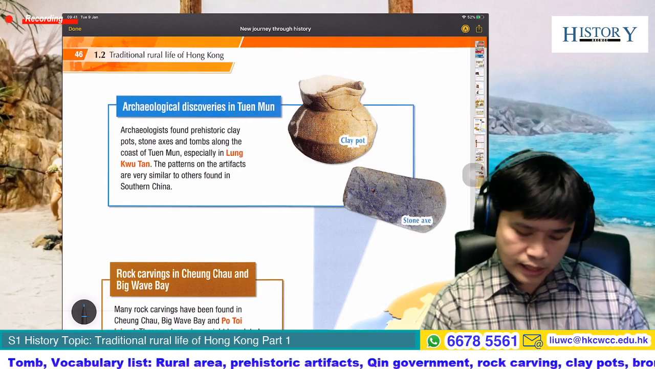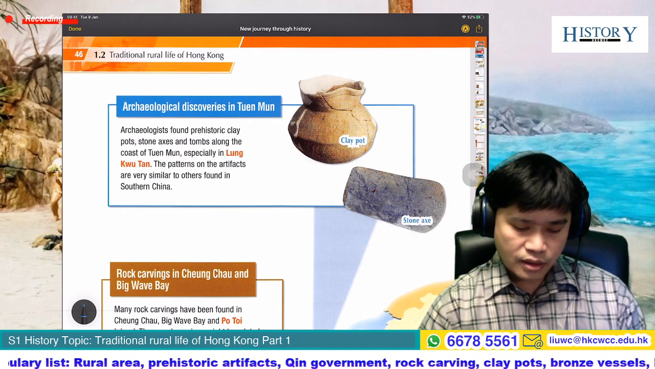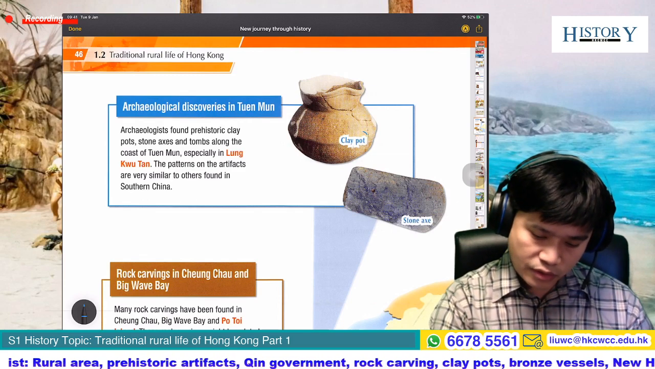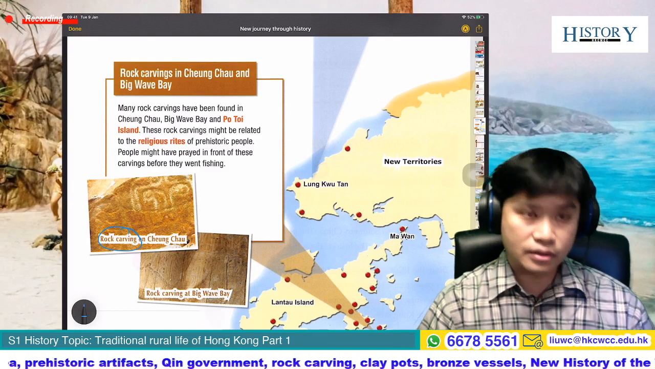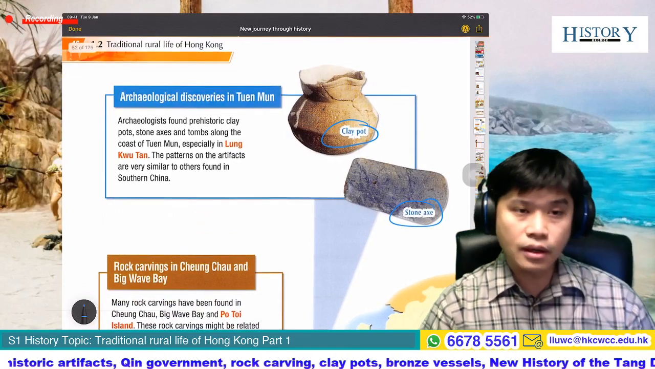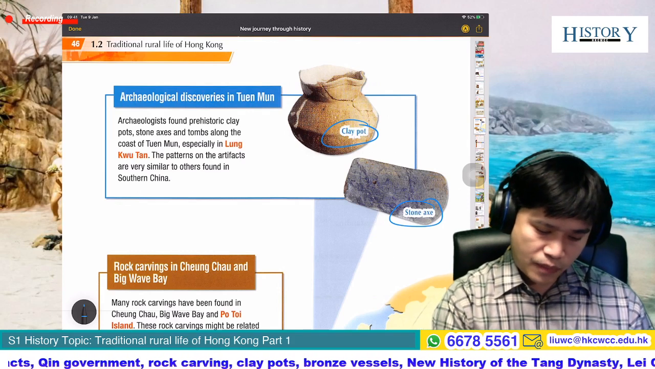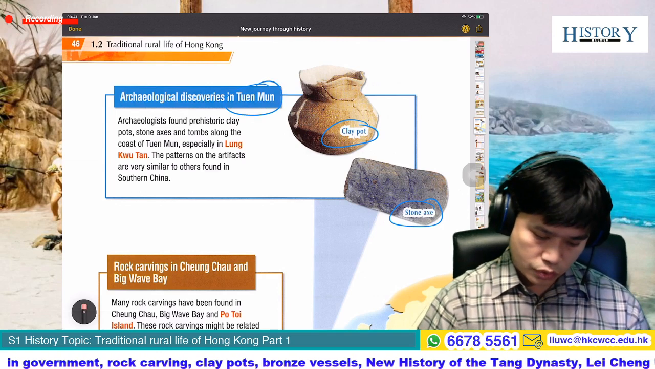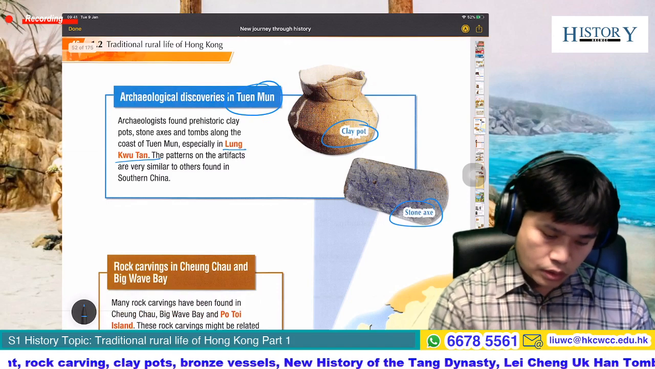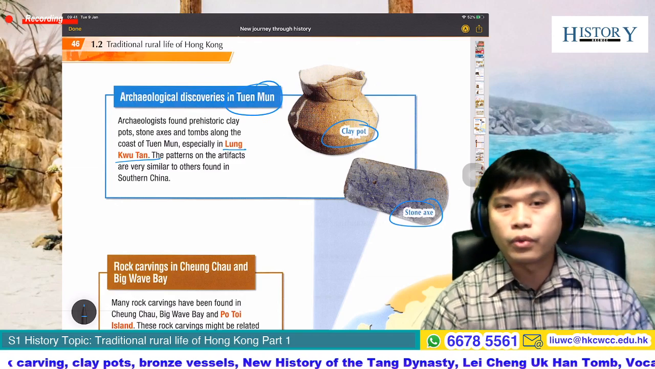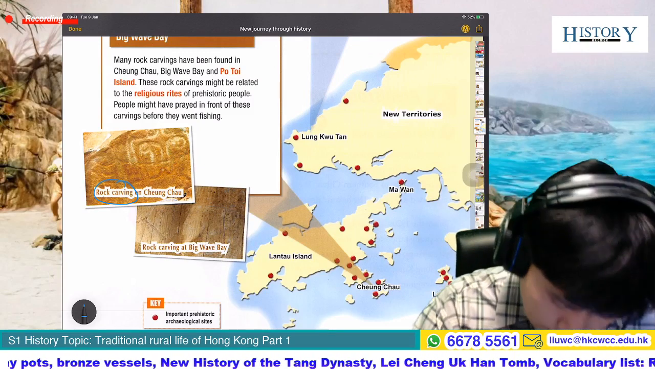Now let's have a look at the next page. It shows some examples of the archaeologists' findings in Hong Kong, such as the clay pot we just mentioned, the stone axe, and the rock carving. Where did the archaeologists discover those artifacts? From the paragraph here, it mentioned Tuen Mun, especially Long Ku Tan in Chinese, that would be Long Gu Tan. If you look at the map, where is Long Ku Tan?